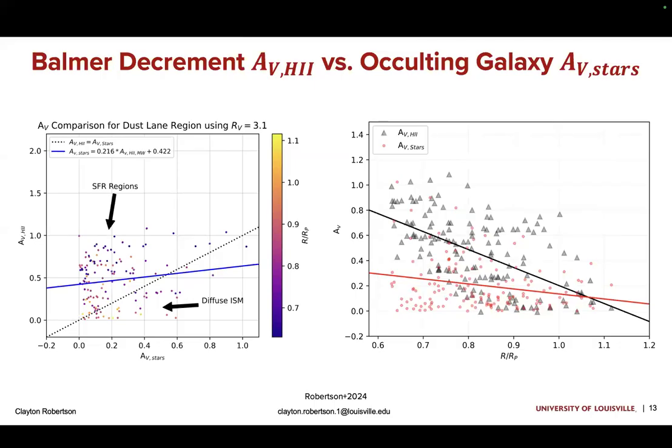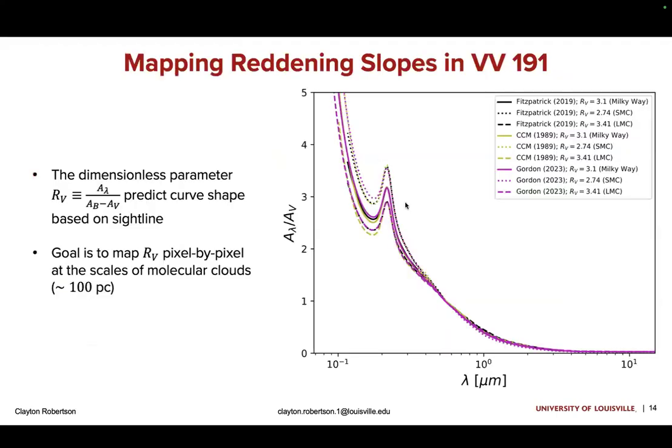So getting these two different attenuation measurements independently at the smallest scales possible will be very important to understanding these implications on the two-component dust model, which is a very widely used model to explain dust distributions of galaxies themselves. Okay.